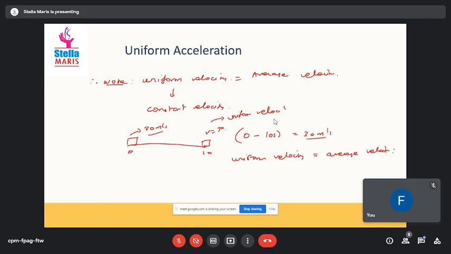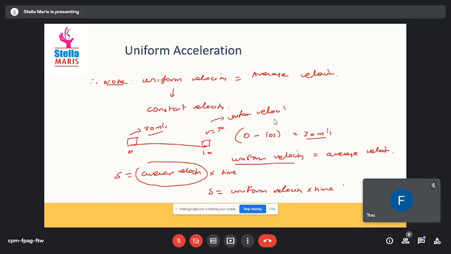So you understand. If I want to find out the velocity, the distance can be written as average velocity into time. If the body is moving with uniform velocity, you can employ that uniform velocity value in the place of average velocity. So S is equal to uniform velocity into time. Okay, do you have any doubts till now? Please give me an answer so that I can proceed to the next one.